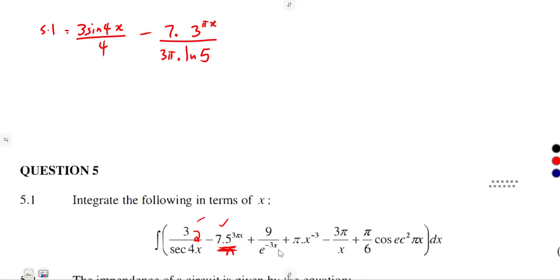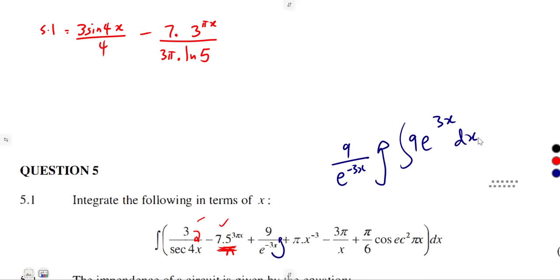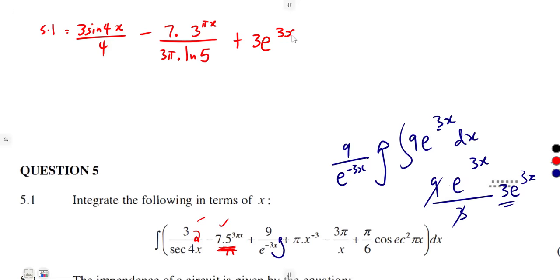All right, then there is, okay, take the negative up, guys. It's 9 over e to the exponent of minus 3x. So take the negative up, it's going to be positive 3x. Then integrating this, it remains e to the exponent of 3x, but you must divide by what? The coefficient of x, 3. So you have integrated, so that's plus 3 e to the exponent of 3x.